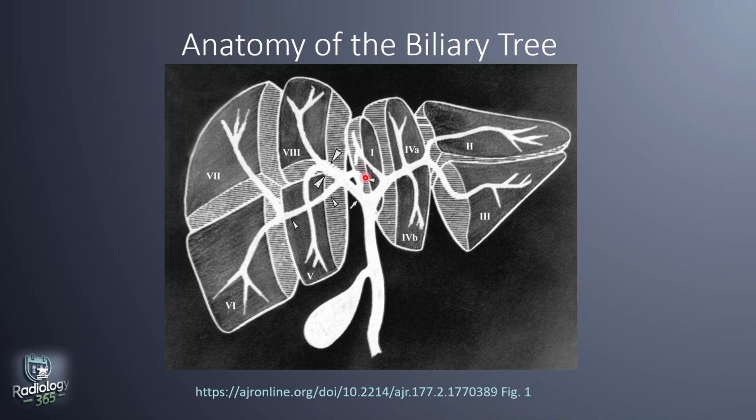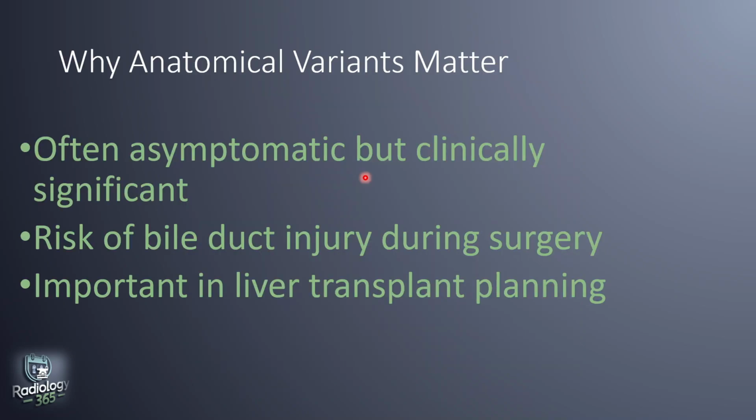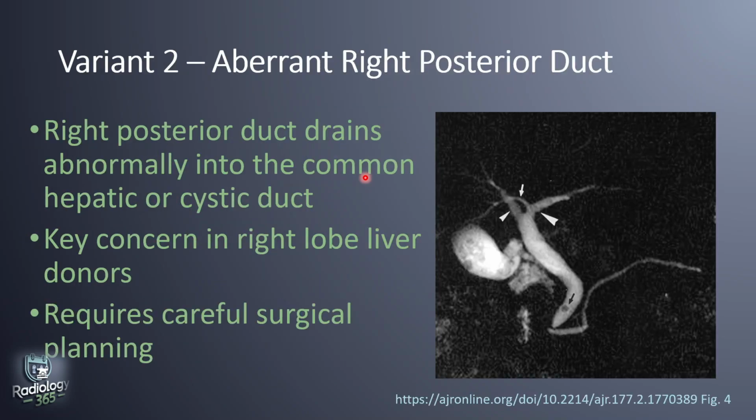So let's go back to our variant anatomy, the aberrant right posterior duct. So here the right posterior duct decides to go rogue. It drains directly into the common hepatic duct, or it may even drain into the cystic duct instead of joining the right hepatic duct. This is mostly a concern in people donating their right liver lobe, since both of the ducts have to be separately reconnected in the recipient. When you miss one, you've got a biliary complication on your hands.